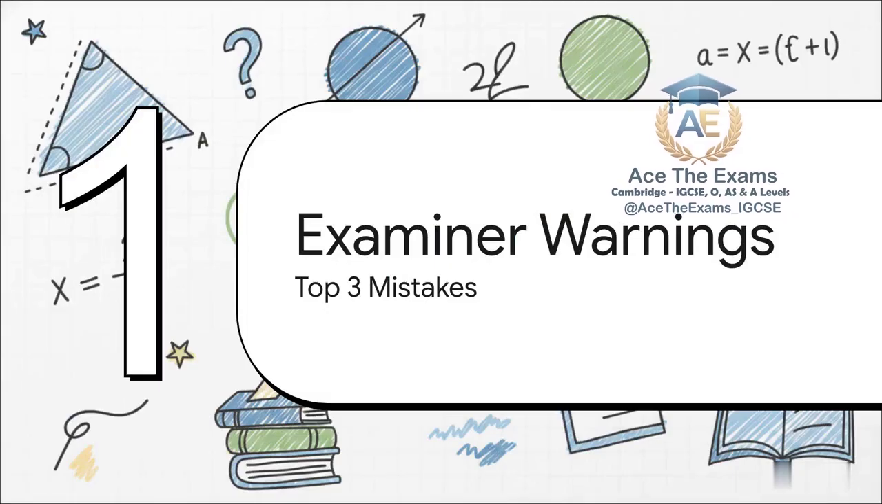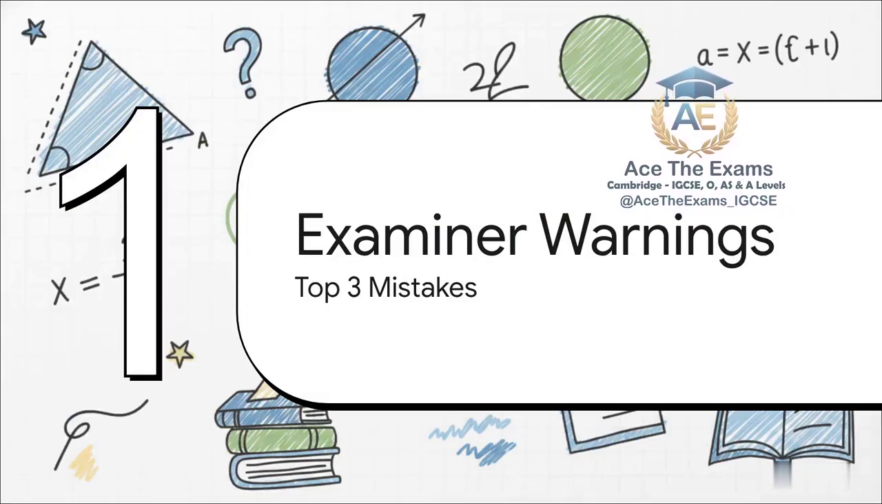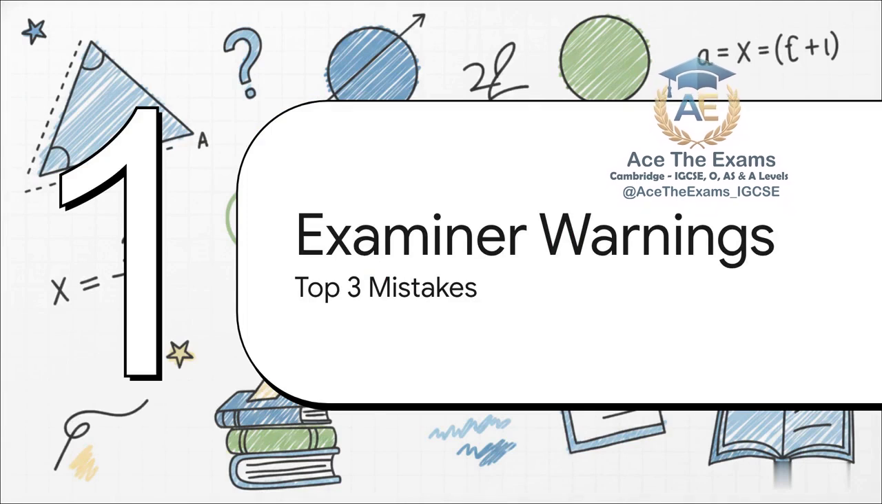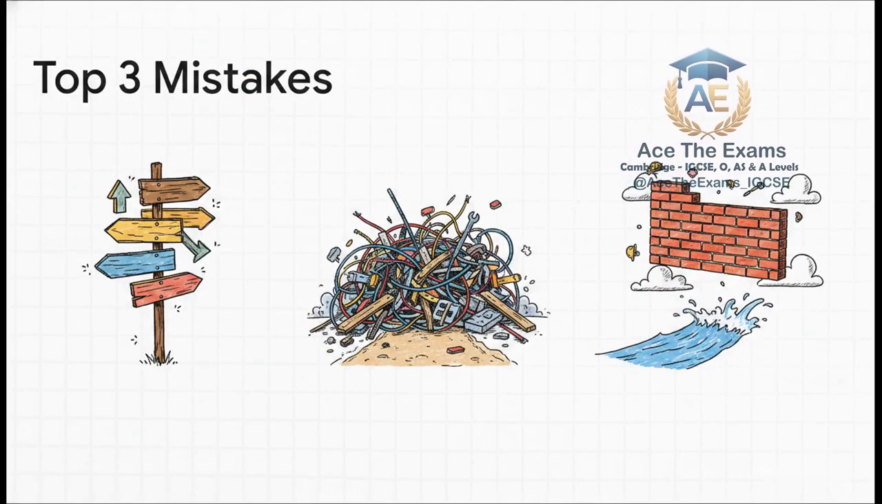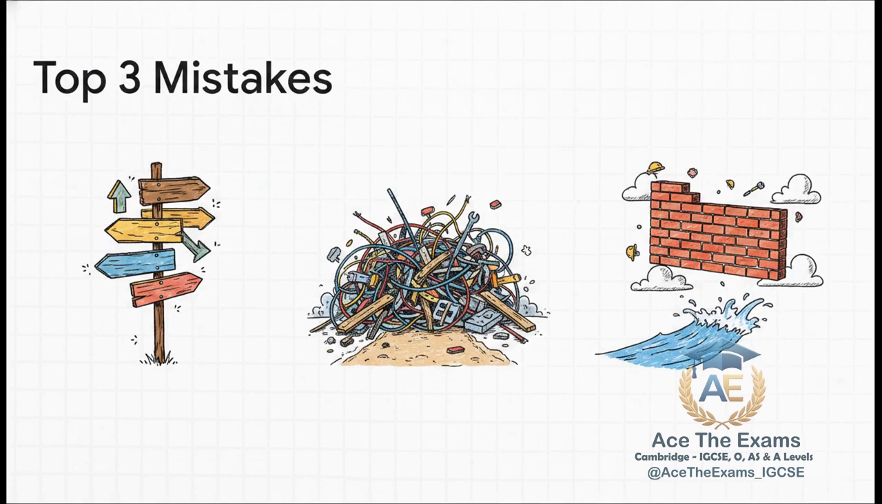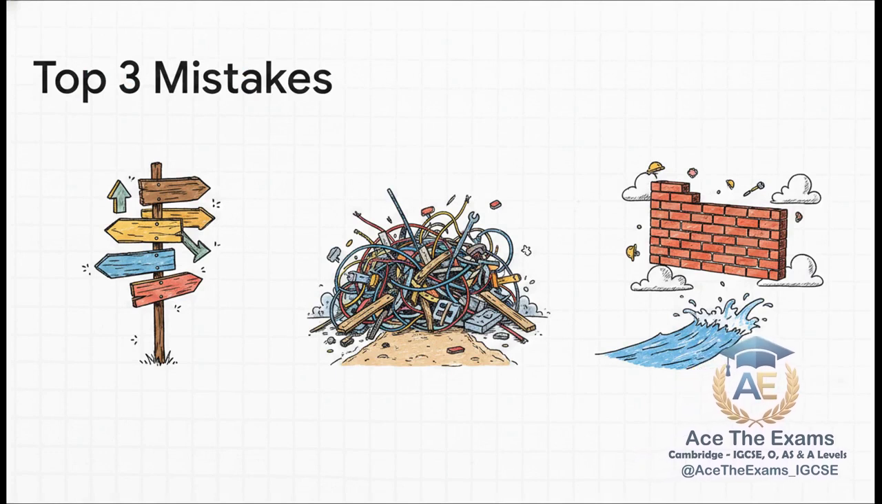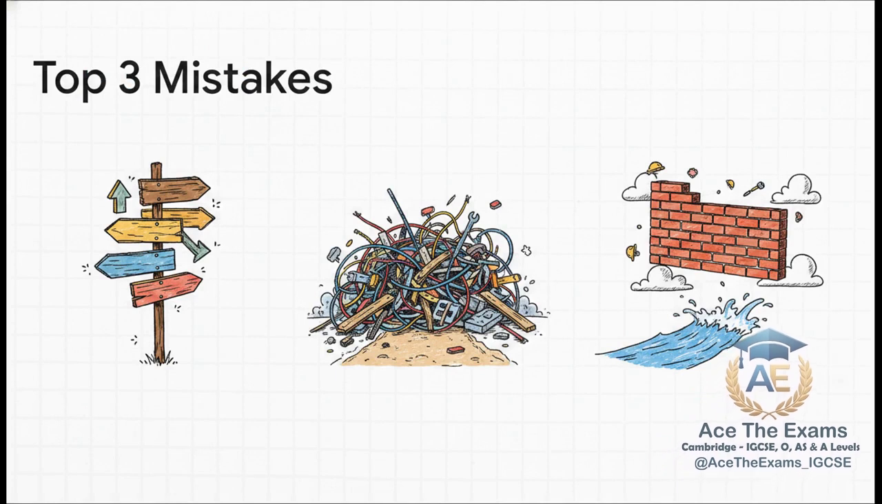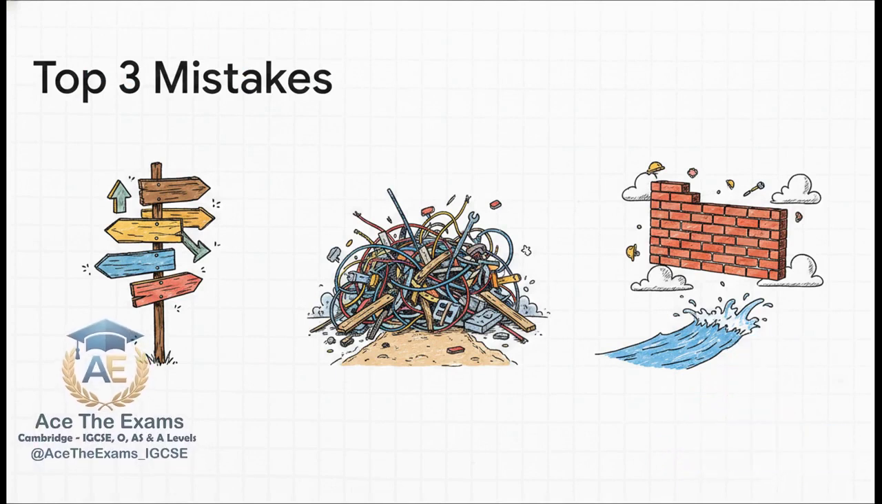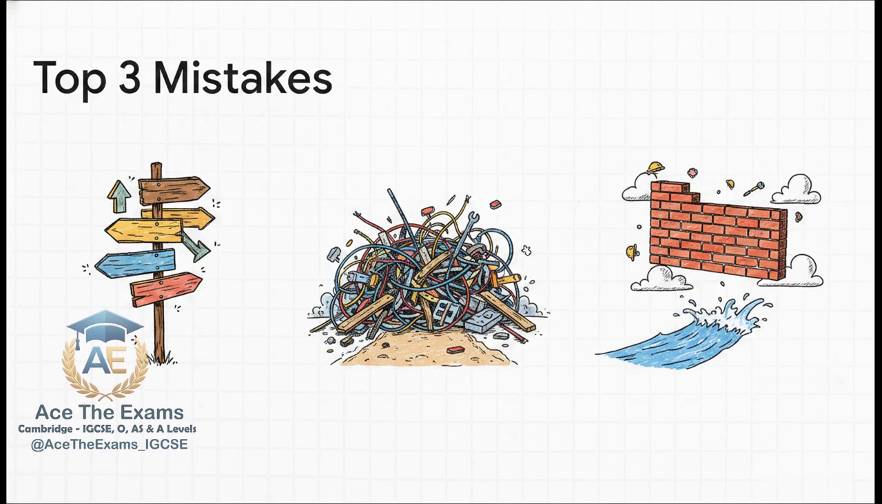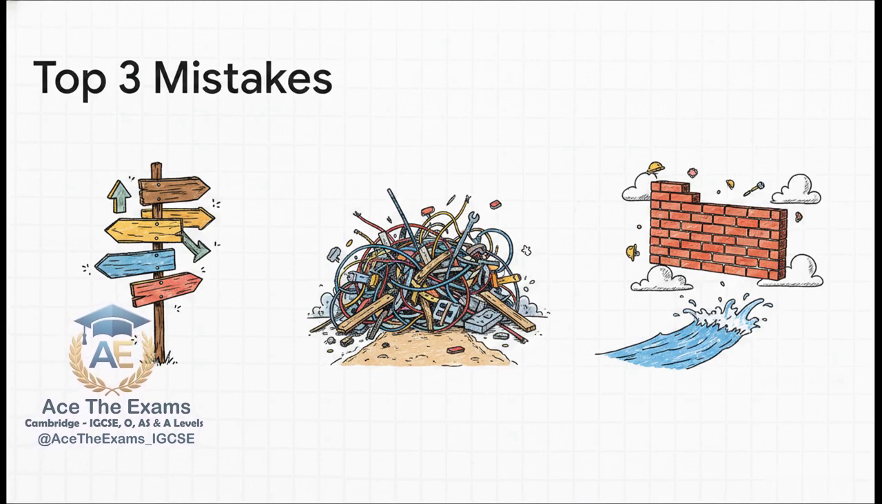Okay, Section 5, Top 3 Examiner Warnings. We are heading into the final build inspection. Let's look directly at the principal examiner reports for the top 3 red flags inspectors look for. Mistake number 1, vague answers. You can't just write, use the theorem. Which one? Factor or remainder? Be specific. Mistake number 2, forgetting presentation conventions.